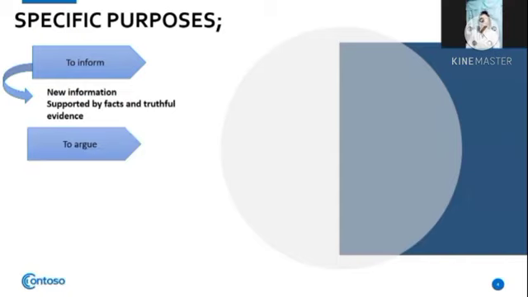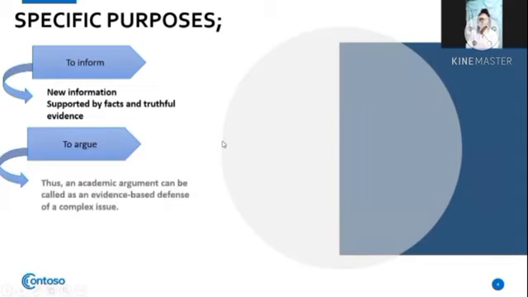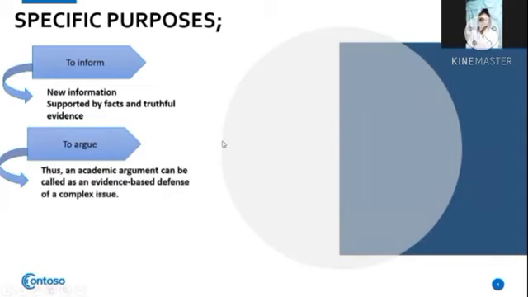The second purpose is to argue. Arguing and discussing is an essential aspect of academic writing. This involves proposing a clear position and offering a rational reason with the help of evidence that strengthens an author's point of view. Thus, an academic argument can be called an evidence-based defense of a complex issue.